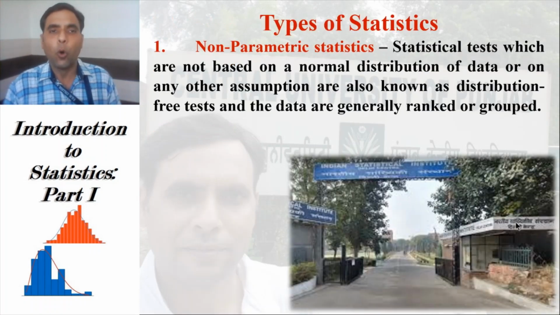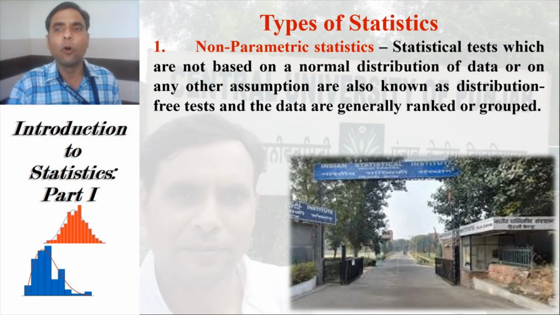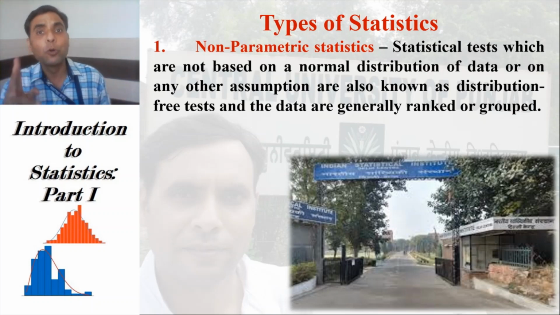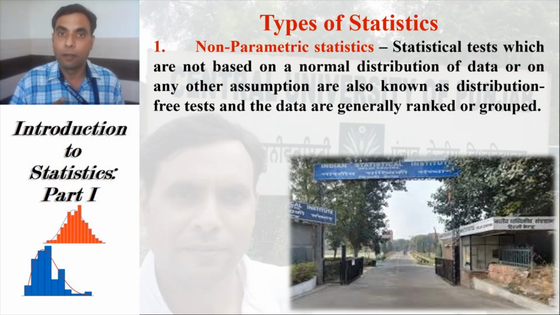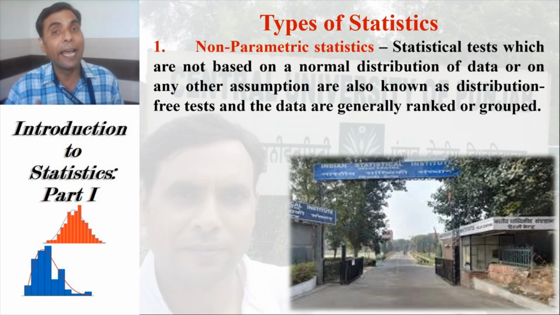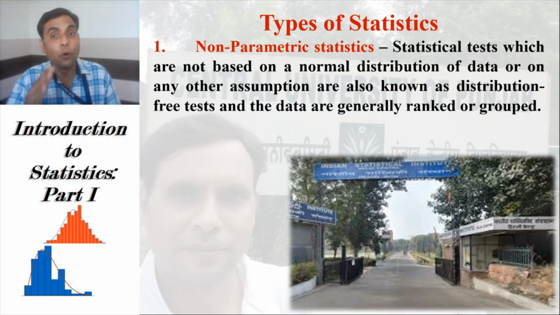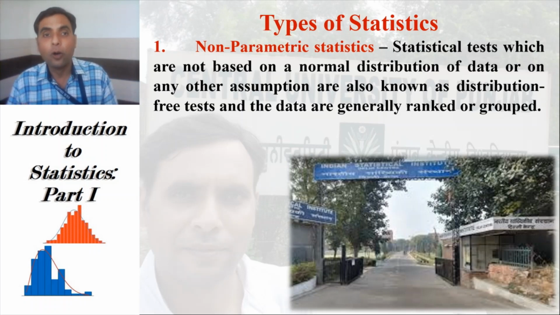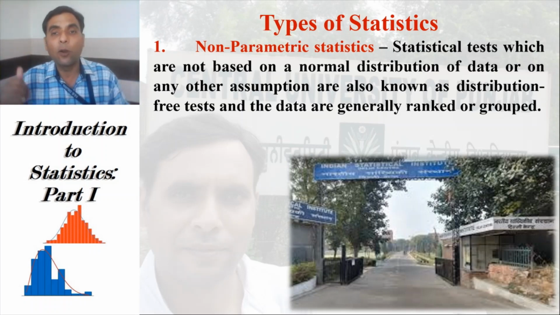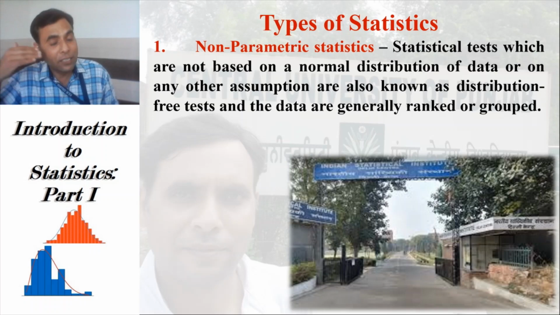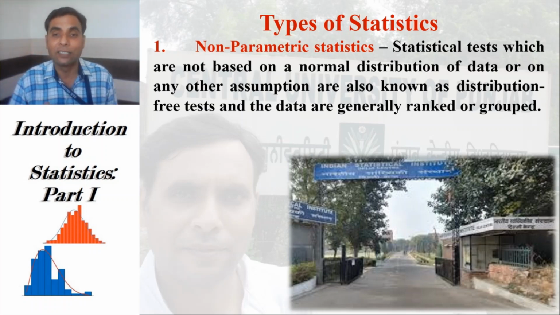And now we'll be discussing the types of statistics. These are the two types: non-parametric statistics and parametric statistics. So what are the non-parametric statistics? Statistical tests which are not based on normal distribution of data or on any other assumption are also known as the distribution free test, and data are generally ranked or grouped. So this is a brief definition of non-parametric statistics.